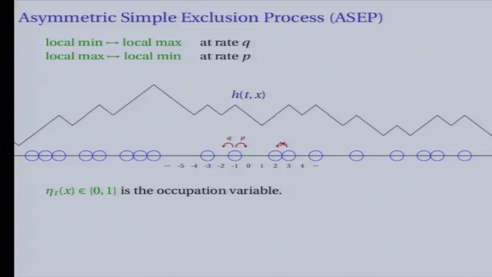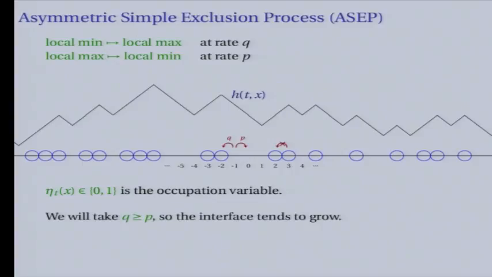Well, just above every particle I draw a line of slope 1. And when there's a hole, I draw a line of slope -1. I put them together and I get this height function. Of course, this is unique up to some spatial shift. And this is what's going to interest us. So we're going to study this height function. So this is what happens.